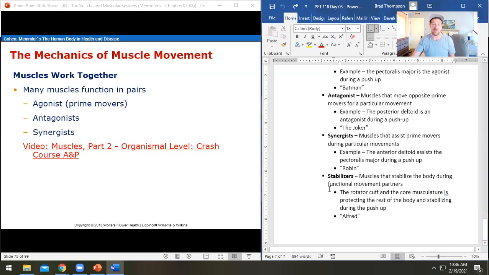Your muscles often will need to recruit multiple muscles simultaneously in order to get a job done. And that's where we have our synergist muscles. Synergist muscles assist your prime movers. They're similar to prime movers, but they're there to help, right?